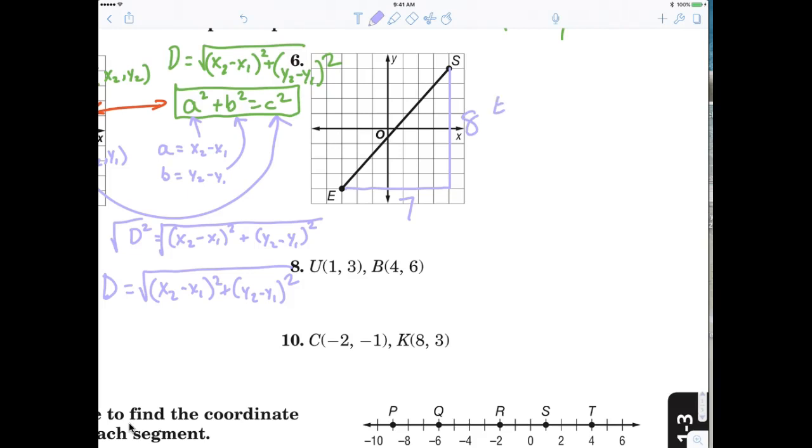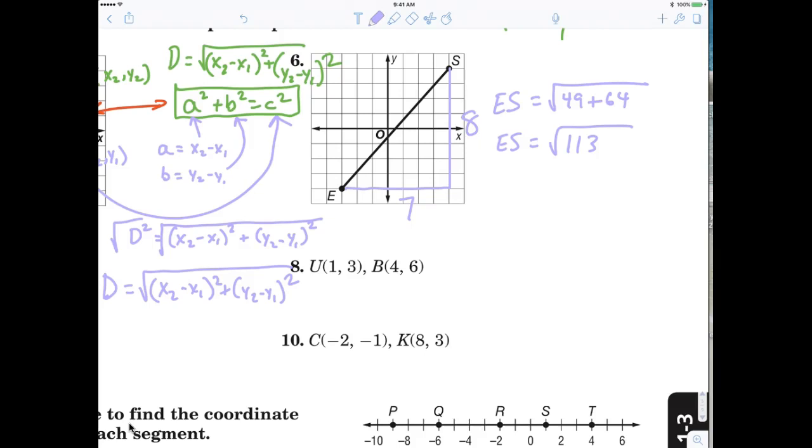So ES is equal to the square root of 49 plus 64. ES is equal to the square root of 113. Anybody have any questions with that? Now, again, listen to me. We're not putting that as a decimal.